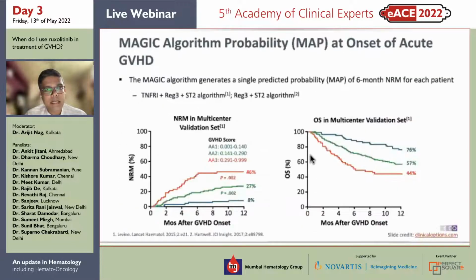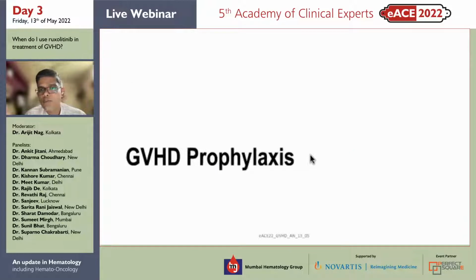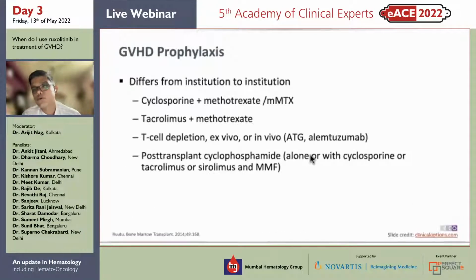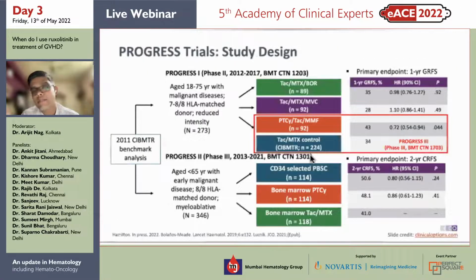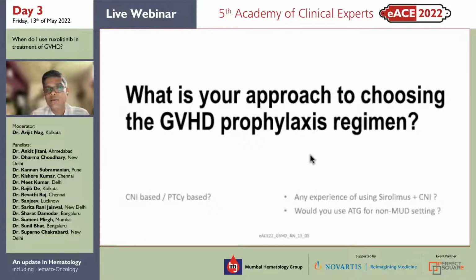Okay. So I'll just quickly move ahead and touch briefly on GVHD prophylaxis. So as we all know, it differs from institution to institution with CNI-based regimens and PTCY-based regimens. And there is also the concept of ATG in MUD, serotherapy in MUD products. And there is some promising data coming up with PTCY-based regimens, even in matched sibling and matched unrelated donor transplant patients. So I put the question to Sharad sir, what's your approach in choosing the GVHD prophylaxis regimen? Would you stick to an institution-based protocol, or are you flexible modifying it based on the profile of the patient?